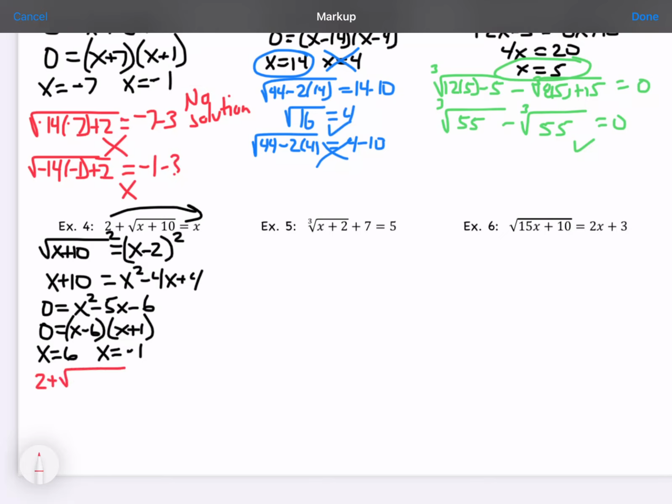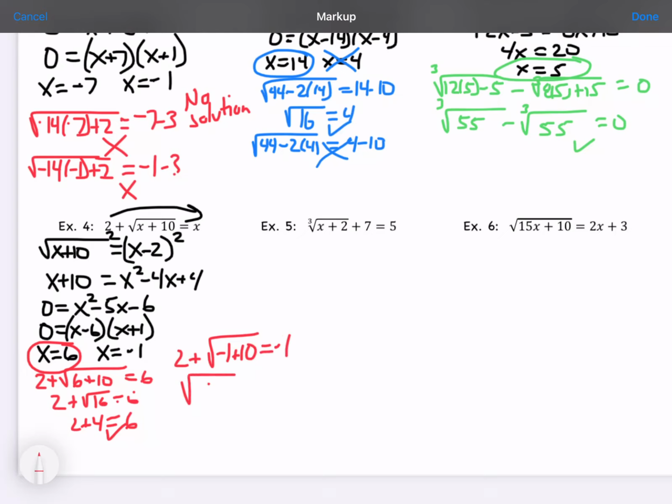2 plus the square root of 10 plus 16, does that equal 6? 2 plus square root of 16 equals 6. 2 plus 4 equals 6. So 6 works. And let's see if negative 1 works. When we plug in negative 1, 2 plus negative 1 plus 10, does that equal negative 1? The square root of 9 equals negative 3, which is not true. So we only have one solution.